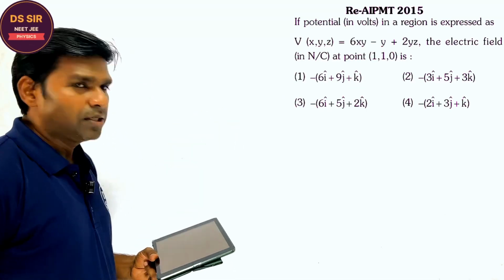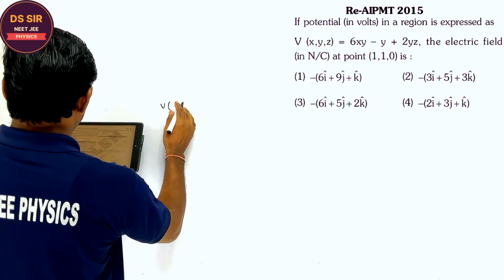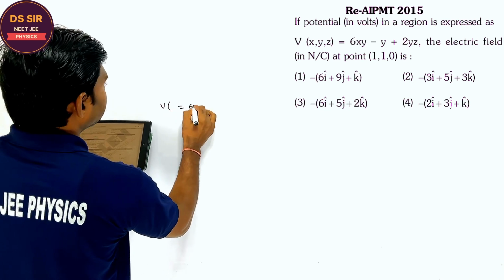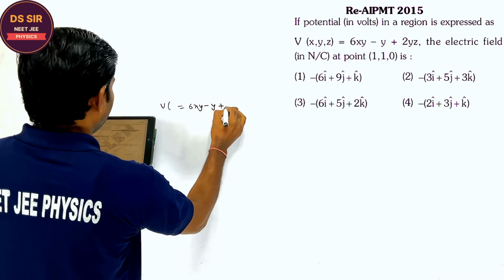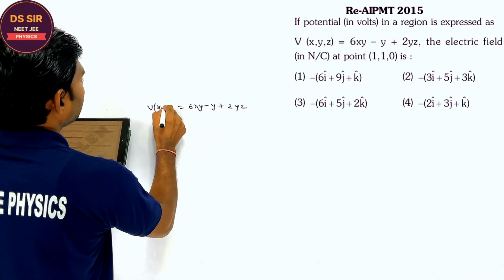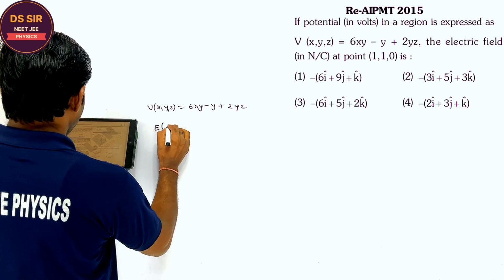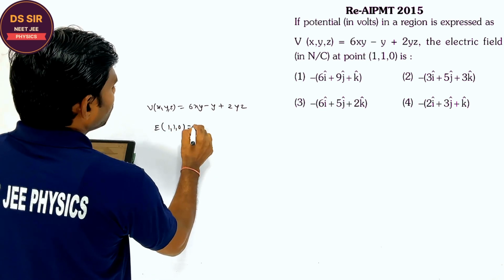So read this question. In this question, the potential in a region is given by 6xy minus y plus 2yz, right? This is the potential as a function of x, y, z. Now you have to find the electric field at the point 1 comma 1 comma 0.